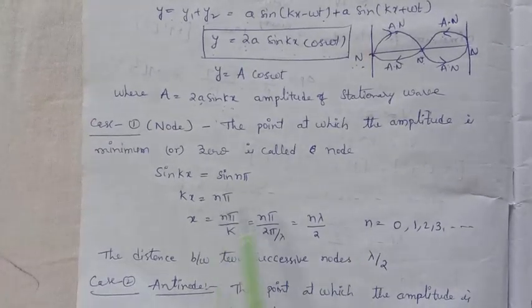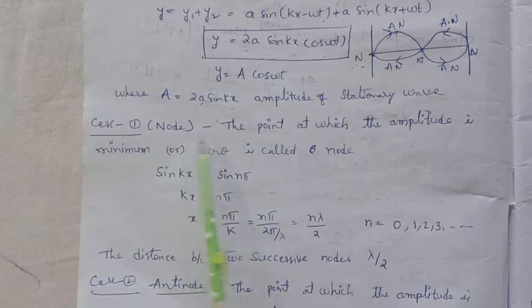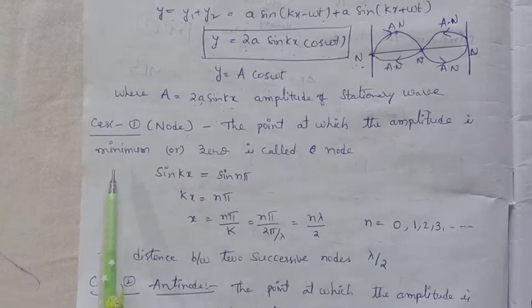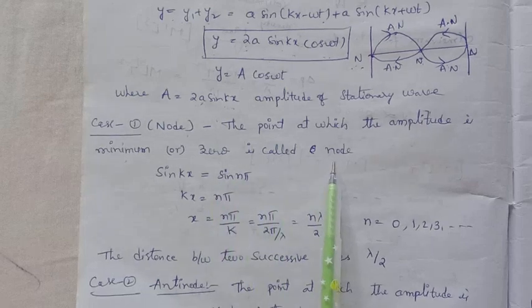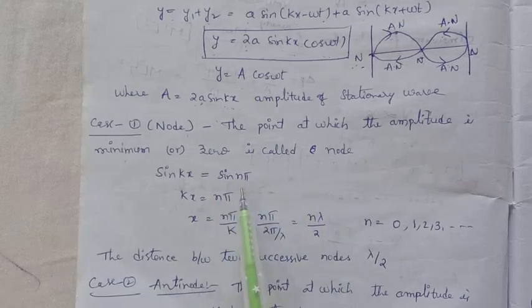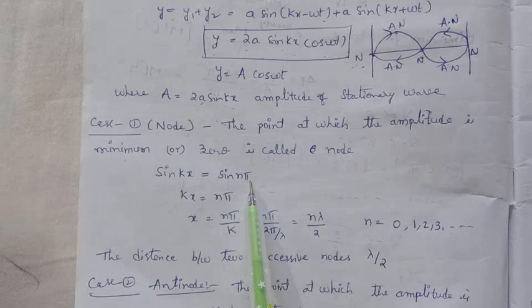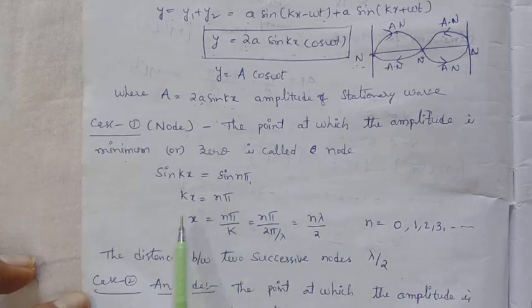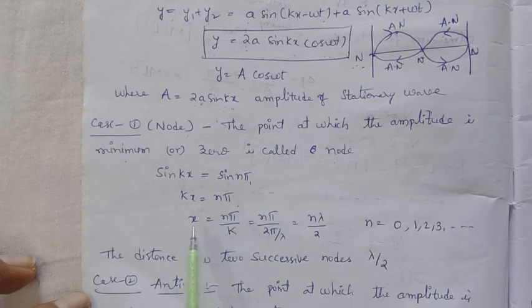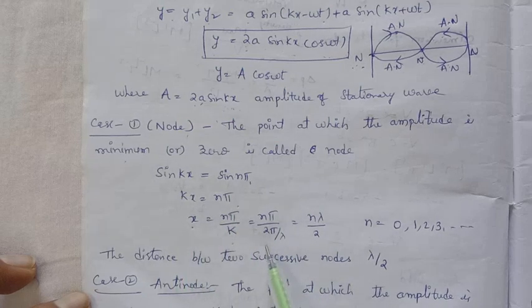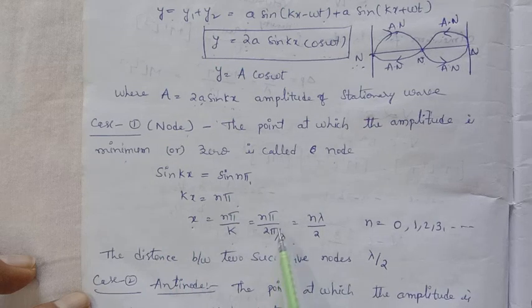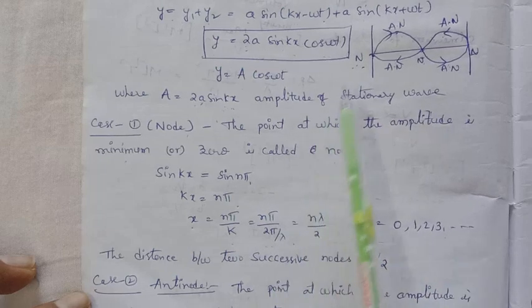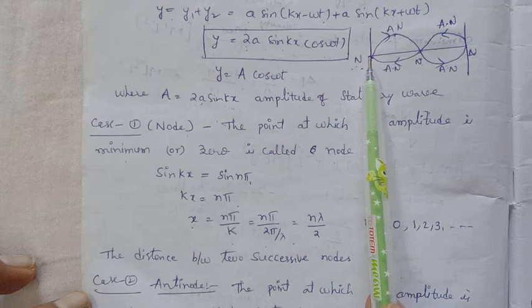Once again, at a node, the point at which the amplitude is minimum or 0 is called a node. Sin n pi is always 0. That means kx is equal to n pi, then x is equal to n pi by k. With k as 2 pi by lambda, pi gets cancelled, so x is n lambda by 2, where n is equal to 0, 1, 2, 3.